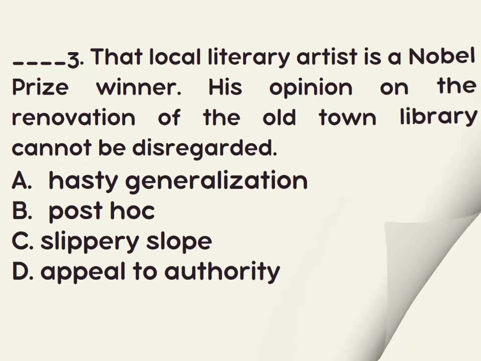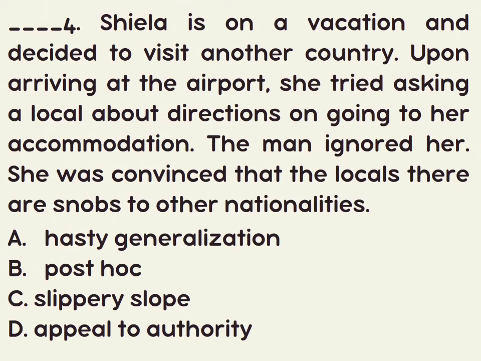Next, number 4. Sheila is on a vacation and decided to visit another country. Upon arriving at the airport, she tried asking a local about directions on going to her accommodation. The man ignored her. She was convinced that the locals there are snobs to other nationalities. A. Hasty generalization, B. Post hoc, C. Slippery slope, or D. Appeal to authority?